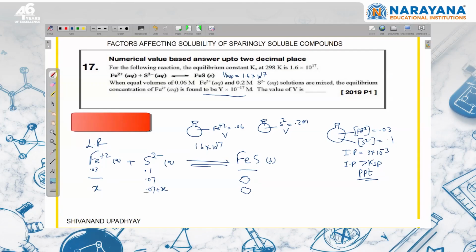Again, I can neglect this X with respect to 0.07, right? Because if there is a saturated solution of FeS, then the sulfide ion concentration is of the order of 10 to the power minus 8, maybe less than that also. But here this is 0.07, so I can take the assumption and write this as 0.07. The value of equilibrium constant you can write as 1.6 into 10 to the power 17, which can be written as 1 upon concentration of iron plus 2, which is X, and concentration of sulfide ion, that will be 0.07. So from there we can calculate the value of X.